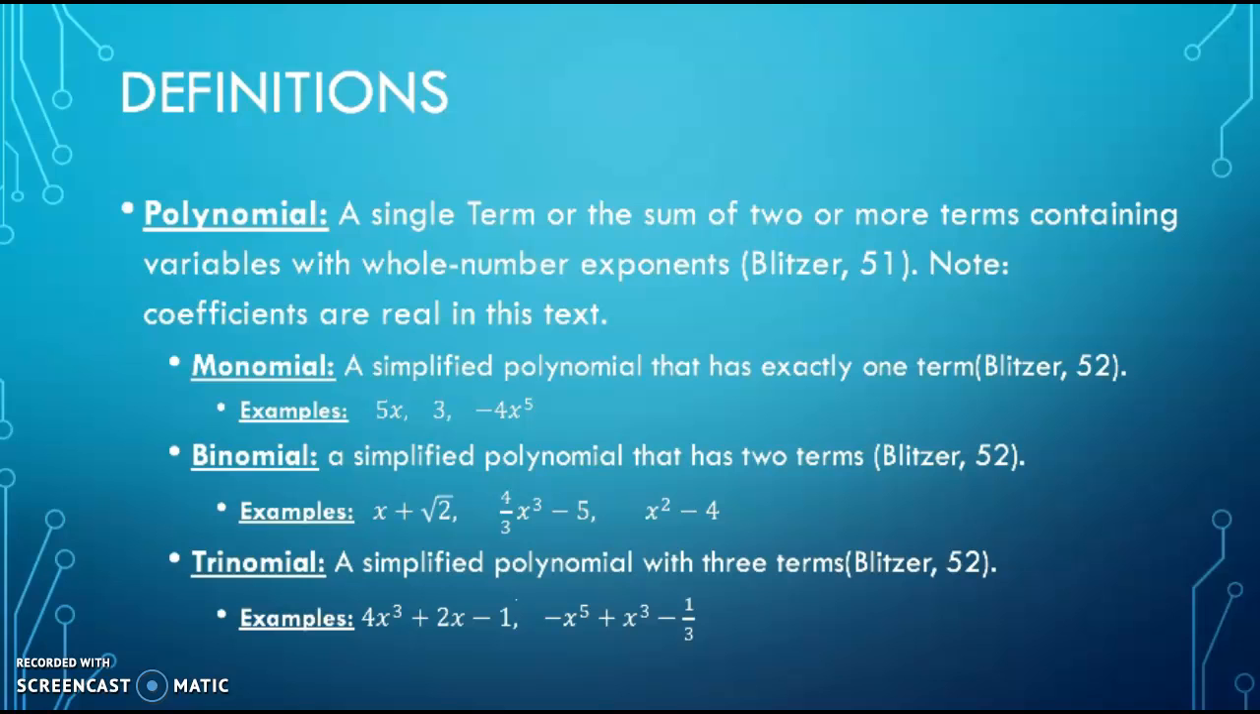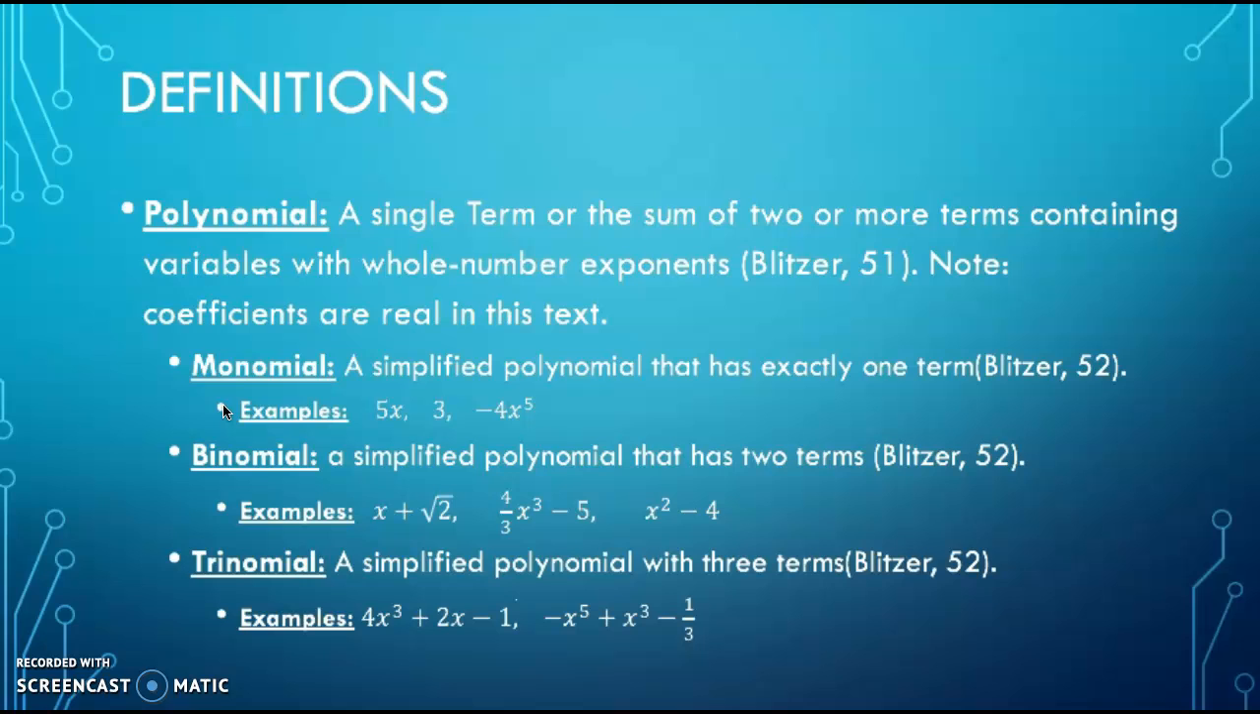A polynomial is basically either one term or a sum of multiple terms that contain variables with whole number exponents. So the exponents need to be integers. So that may include 0. Now, when we are talking about polynomials, a polynomial can have one term or it could have many terms. And when a polynomial has 1, 2, or 3 terms, we have special names for those polynomials.